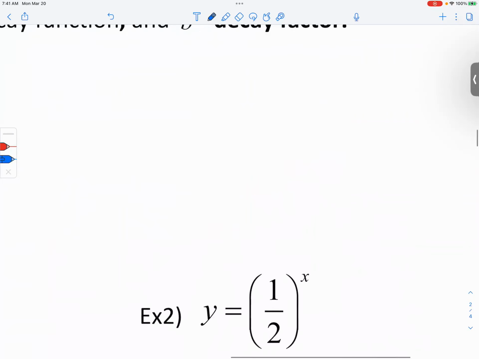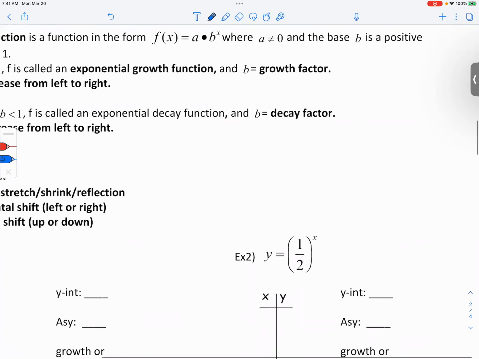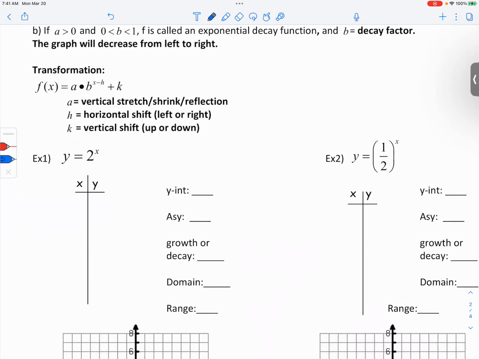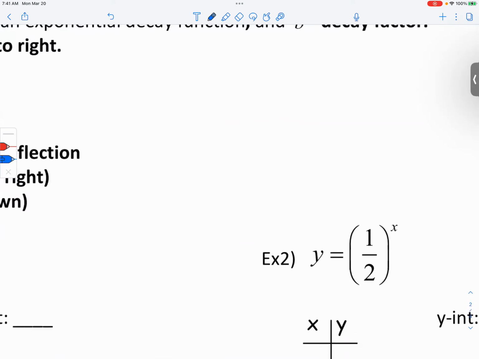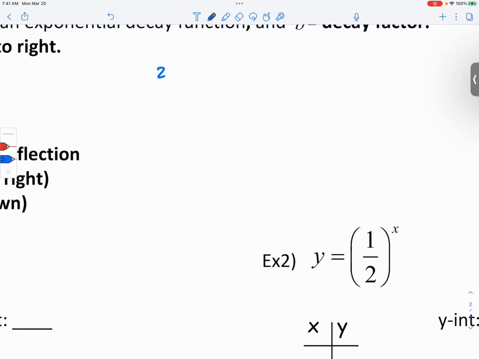Now, let me ask you this, okay? What is 2 times 2? And what is 2 times 2 times 2? 8, right? What is 2 times 2 times 2 times 2? 16. Can you see this is an exponential growth?